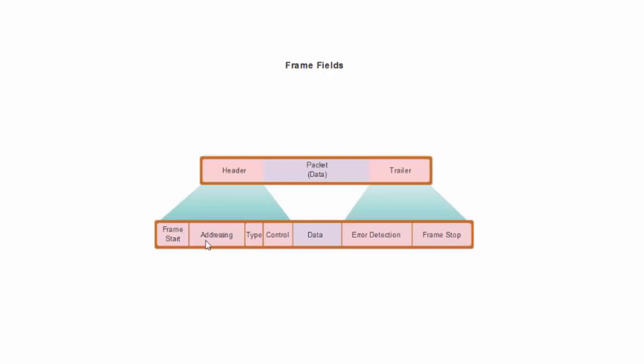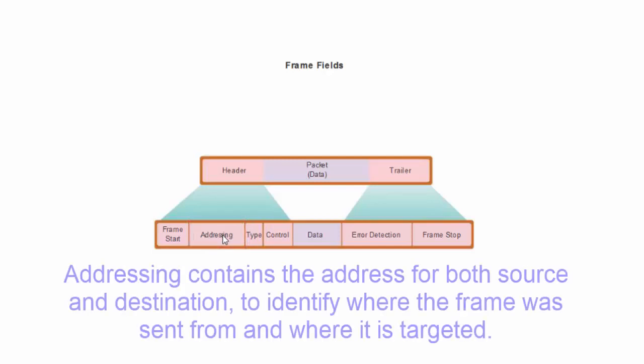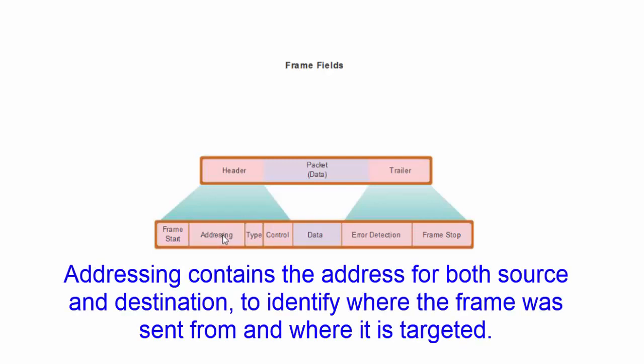After the frame start comes the addressing, and the addressing here is very important to identify the node or the host or the workstation on the network that this frame is targeted to. And it also includes the source address in case of any error during transmission. We need to send back the frame to the source.